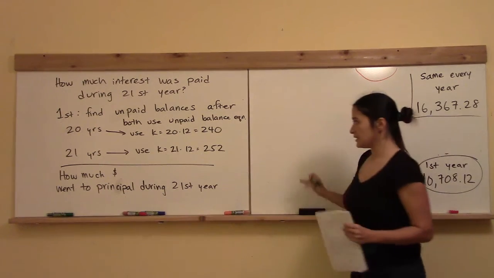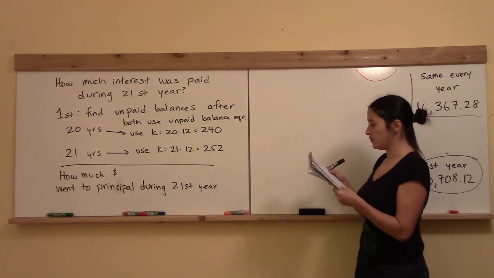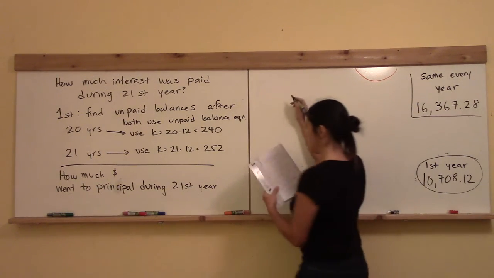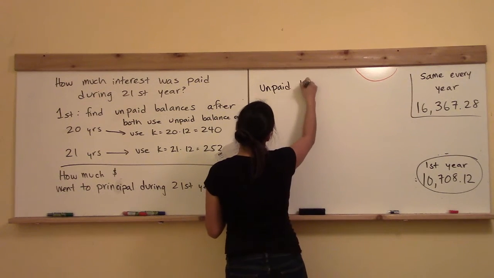Okay, so once again, take the unpaid balance equation that I had up there before and just apply it with these different values of K.